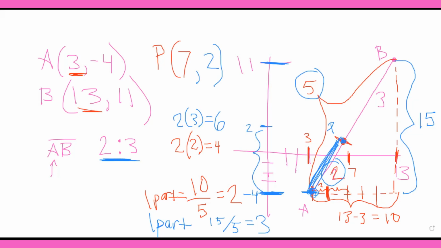So that's the first way. So now let's do the same scenario, but let's do the different method. I call this the giant equation method. This might also be called the weighted average.